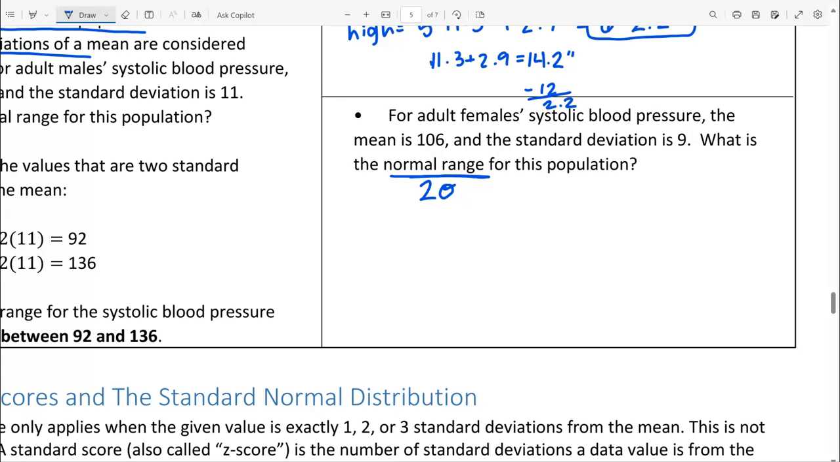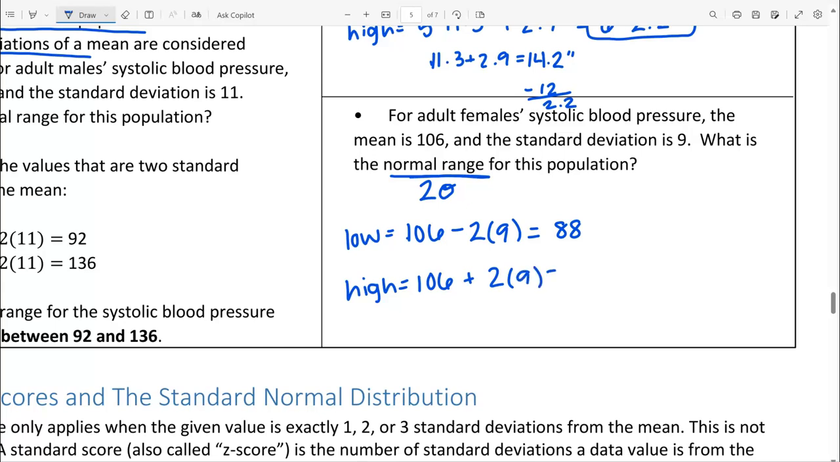Okay, so for our low score, we start with our mean, which is 106, and I'm going to go down 2 standard deviations, which is 9. So that gives me 88. High is the same thing, but I'm going up 2 standard deviations, which gives me 124. So 88 to 124. Okay, that's it for today.